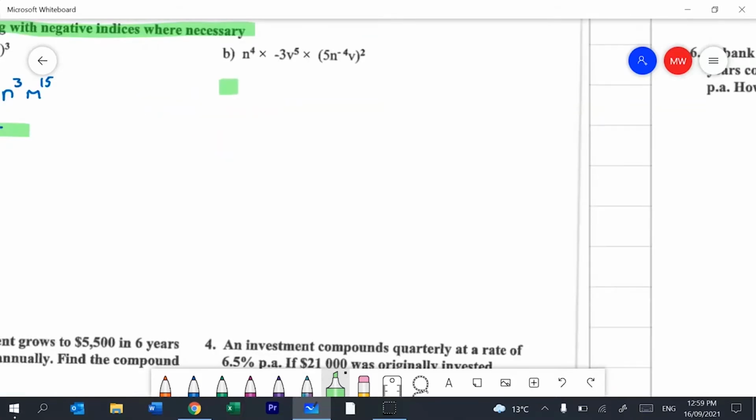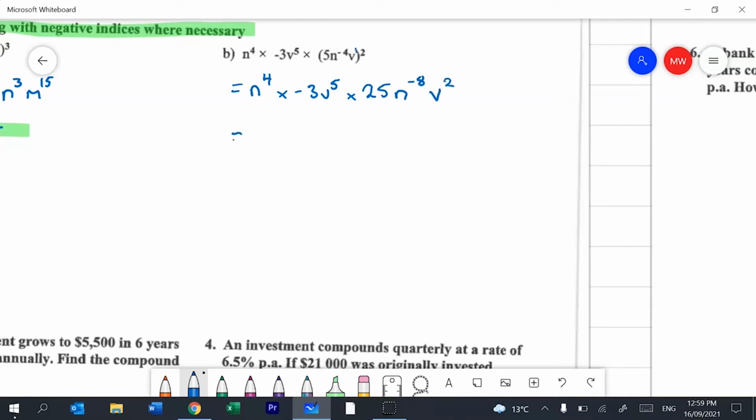Question B. Let's have a look. We've got n to the 4 times negative 3n to the 5. Wow, we've got lots going on here. Let's sort out those brackets first. So I'll leave these, just roll down for a minute, and we'll sort them out in a minute. So I've got 5 squared, which is 25. I've got n to the minus 4 times 2 makes minus 8. And I've got v to the 1 times 2, which is 2.